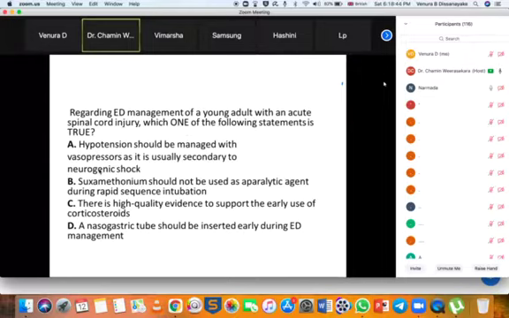Alright. A nasogastric tube should be inserted early during ED management. Why is that? Why do you use an NG tube? People think that an NG tube is used to prevent aspiration. Having an NG tube is better than having nothing, but an NG tube will not prevent aspiration. Why do you use an NG tube?